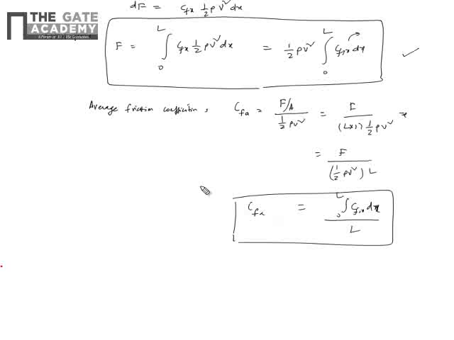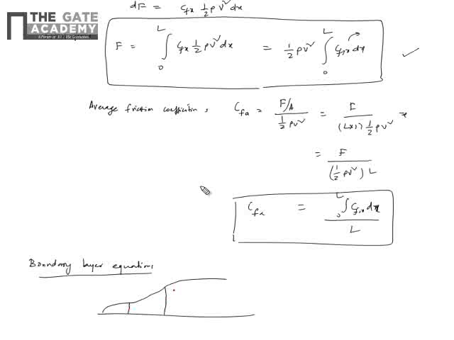Okay, so now let's come to an important topic called boundary layer equations. We'll not derive this, but I'll tell you the general trend in boundary layer equations. Well, the physics is quite complicated because you have the laminar flow, you have the transition, and you have the turbulent flow.